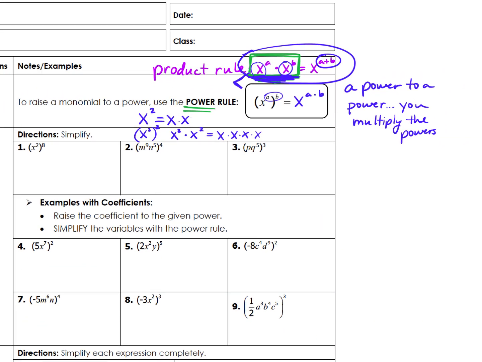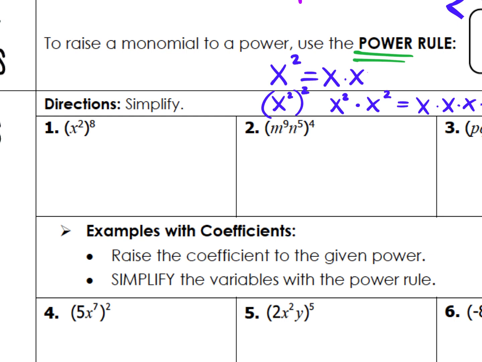So if I say x squared, and I'm taking that to the 8th power, essentially what that means is this, and you don't necessarily need to write this down if you don't want to, but I want you to understand it. I'm saying x squared times x squared times x squared times x squared times x squared times x squared times 7, 8 times x squared, right? I'm taking x squared times itself 8 times.